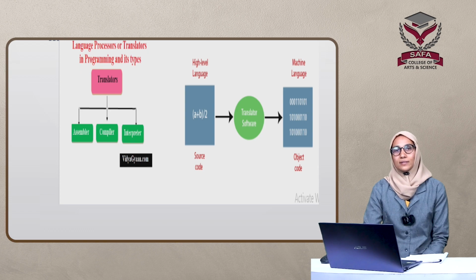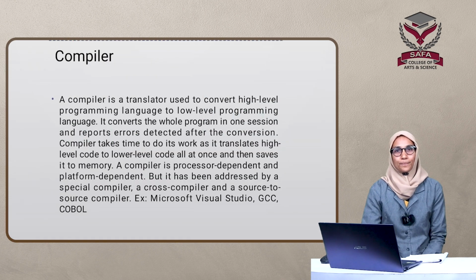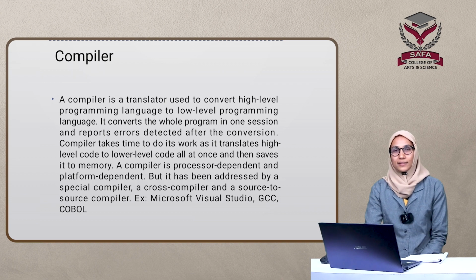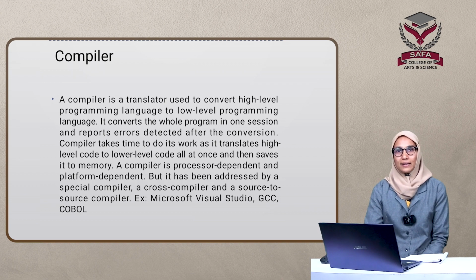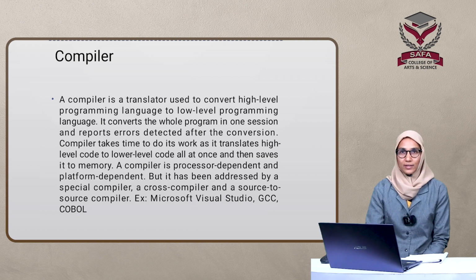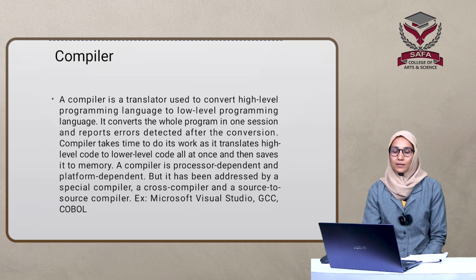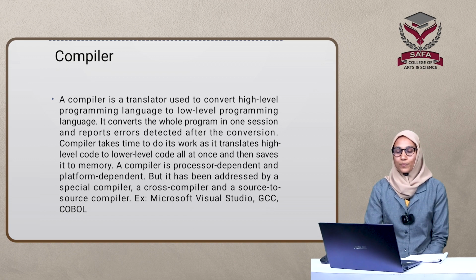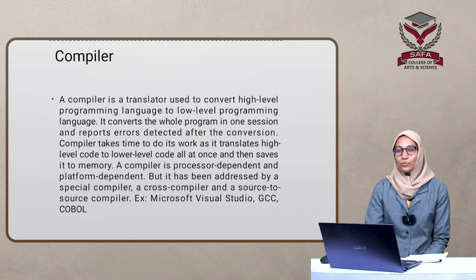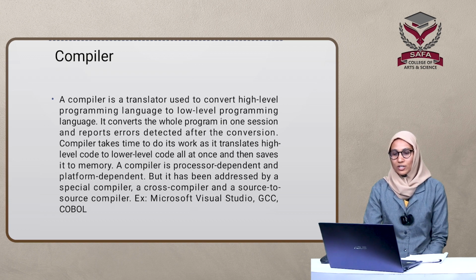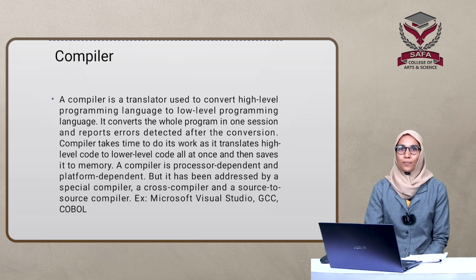What is the difference between these three? First one, compiler. A compiler is a translator that is used to convert high-level language into machine language. All high-level language can be converted into machine language by using a compiler. It converts the whole program in one session and reports errors after conversion. A compiler takes time to do its work in converting high-level language code to low-level language code. A compiler is processor dependent and platform based.